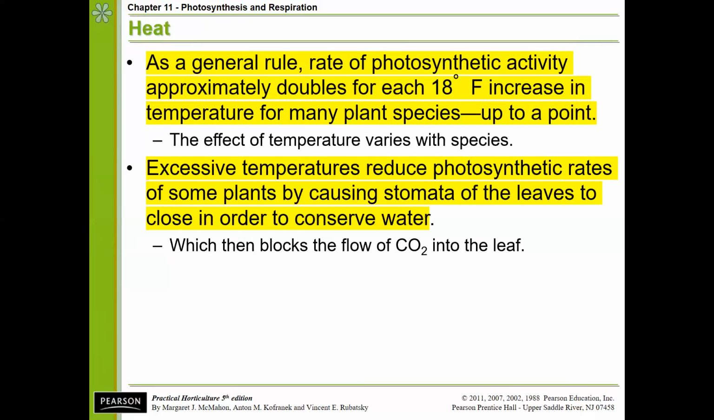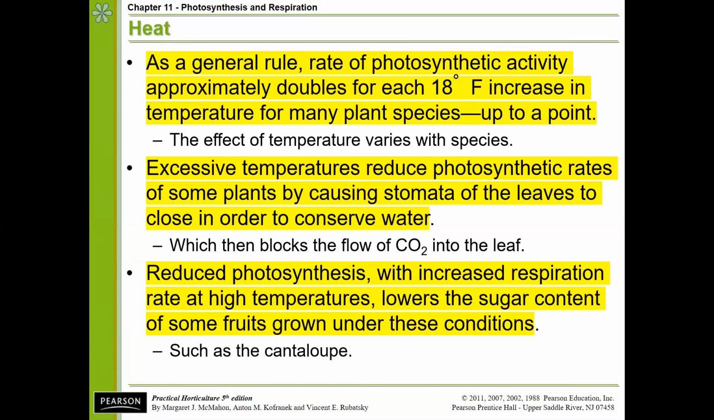Of course, excessive temperatures can reduce photosynthetic rates, and that's because of different changes in the metabolism of plants, often causing the stomata, those pores on the undersides of the leaves that are responsible for gas exchange, to close in order to conserve water, which in turn does not allow carbon dioxide to be taken up. So the stomata are for gas exchange, but it's not just releasing gases, it's not just releasing oxygen, it's also taking up carbon dioxide.